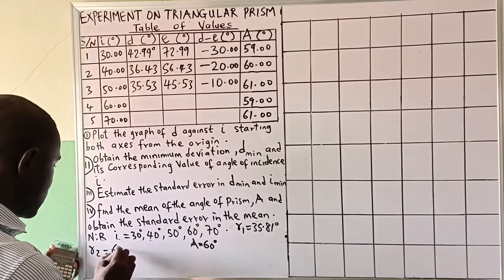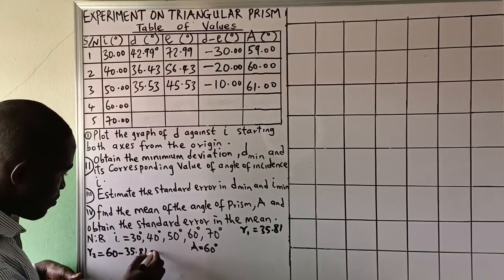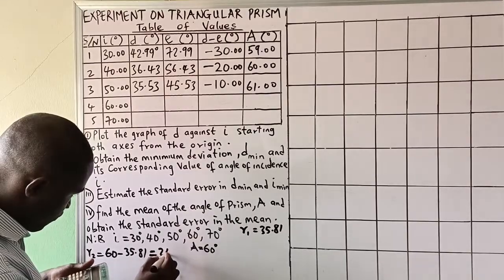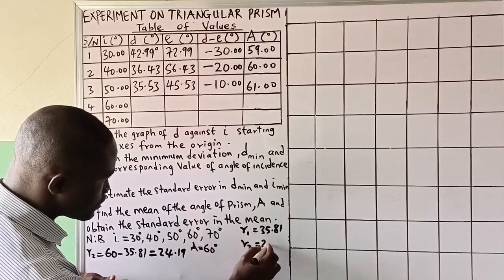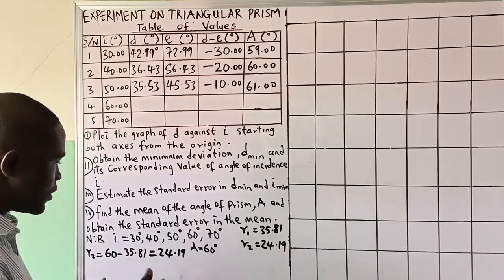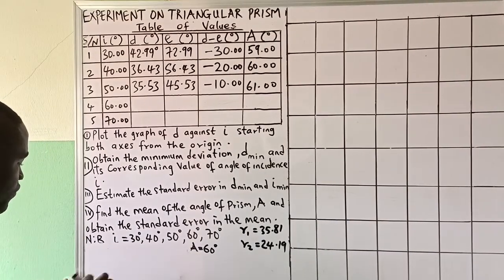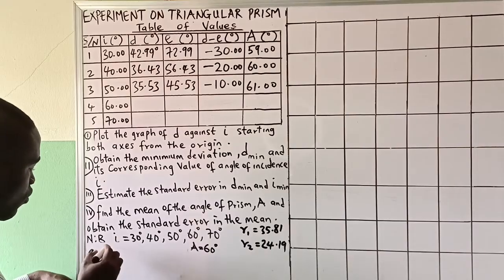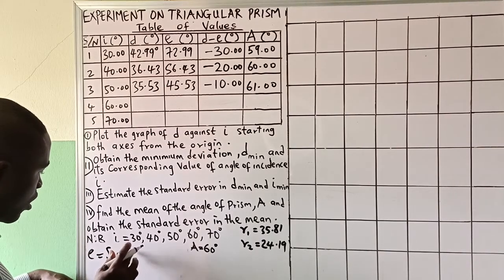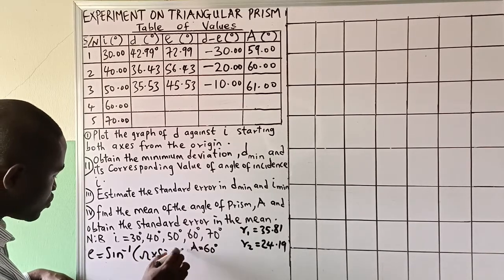R2 equal to 60 minus 35.81. 60 minus 35.81, that will be giving us 24.19. We have our R2 to be equal to 24.19 degrees. Then we go to E. How do we get our E? From our formula E equals sine inverse of refractive index times sine R2.